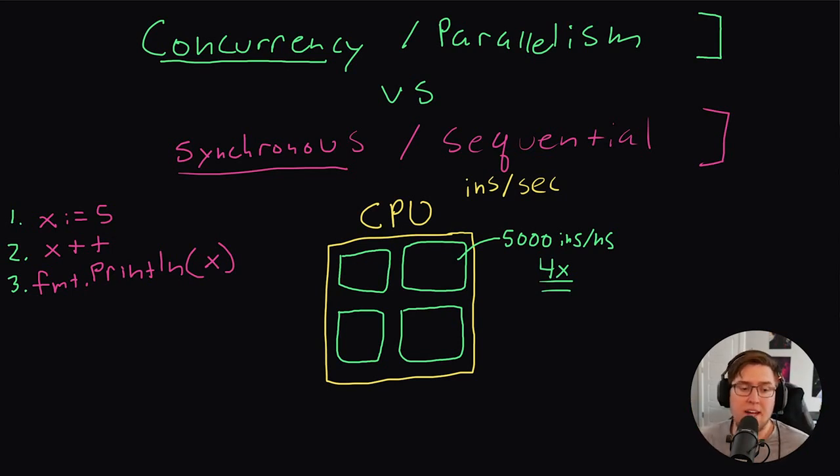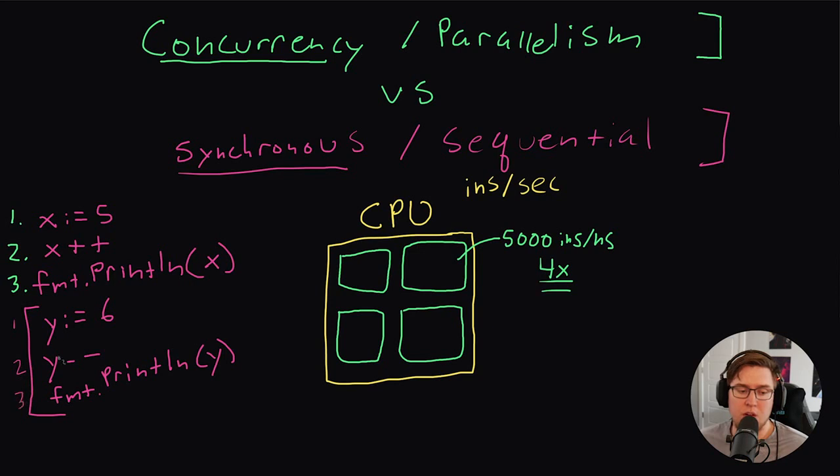So let's say we had a little bit more code in our program here. Maybe we have y := 6, y--, and fmt.Println(y). Okay, the code in this block is dependent on each other, right? We have to do it in 1, 2, 3 order.